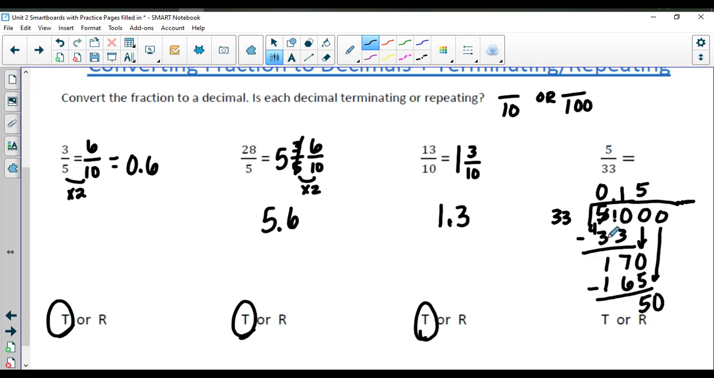Bring down my next 0. 33 into 50 goes once. And if you already are noticing, this is exactly where we started. You're exactly right. So we're going to get a 17 here. Bring down our 0. That takes us to 170, which goes 5 times. And this is going to keep on going like this because we're going to end up having the same exact pattern of what we have right here. So what this means is we don't have to write that part, but we do need to put a bar over this. So we have 0.15, but that repeats itself. So this one, I just covered it up a little bit with my work here, but this one is in fact a repeating decimal then.